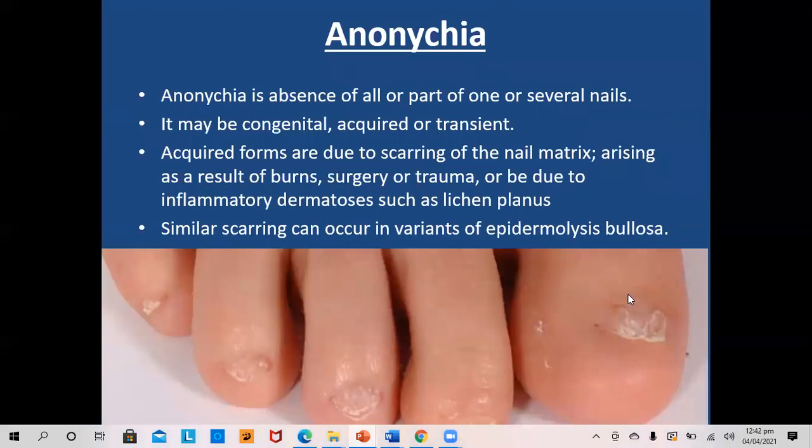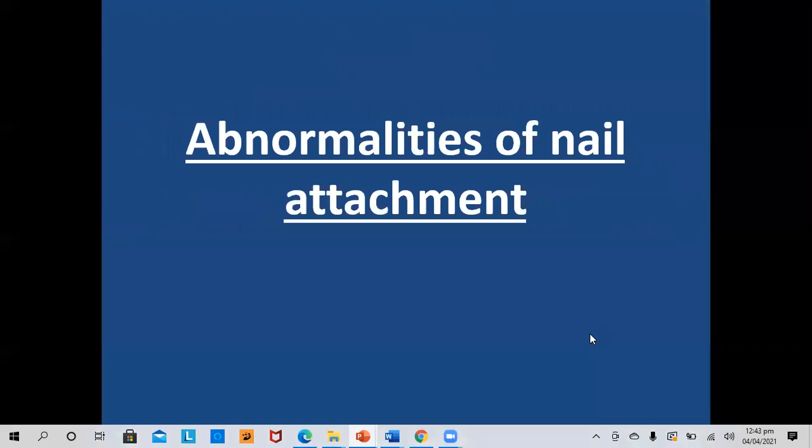Anonychia. Anonychia means absence of all or part of one or several nails. It can be congenital, acquired, or transient. Acquired forms are due to scarring of the nail matrix arising from burns, surgery, or trauma, or due to inflammatory dermatosis like lichen planus. Similar scarring can occur in epidermolysis bullosa. So there is a congenital cause and an acquired cause because of trauma or certain diseases, primarily lichen planus and epidermolysis bullosa, mainly the dystrophic variety.